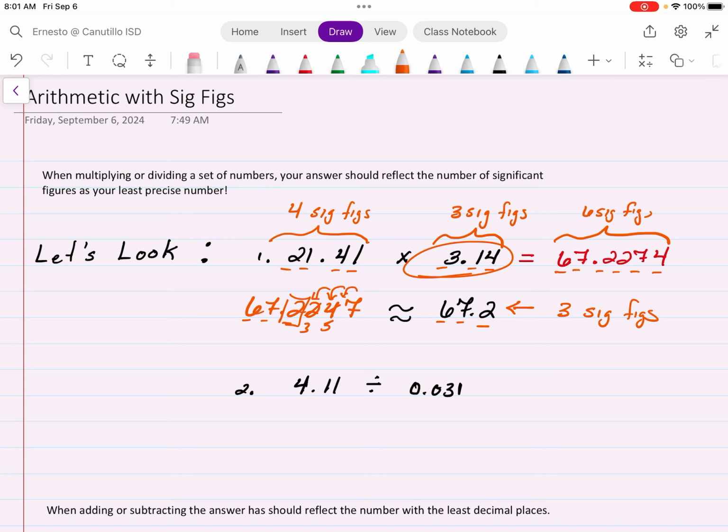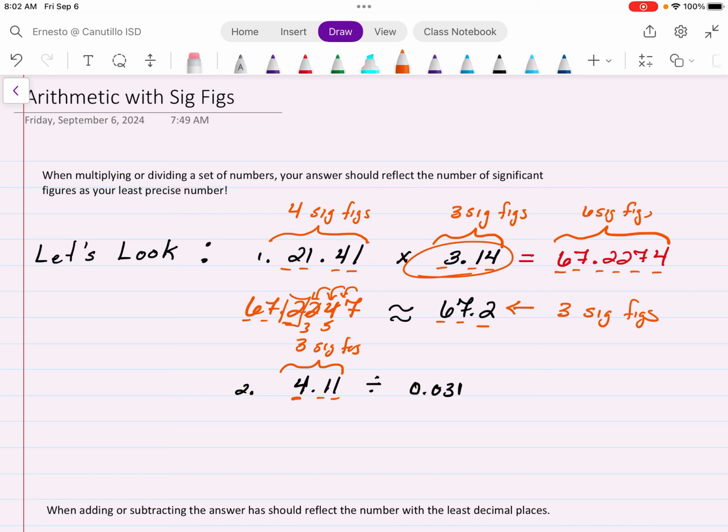This is the same process we're going to follow when we divide. So let's take a look. Here we have 4.11. Because these are all non-zeros, these are all significant. So this number here has 3 sig figs.